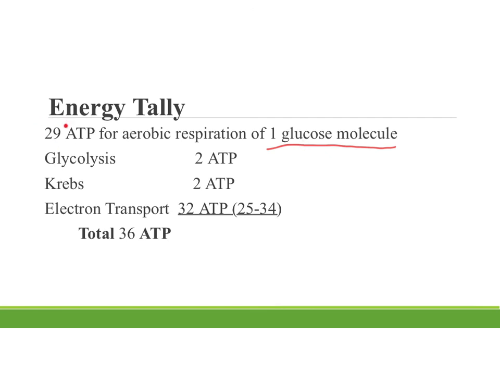Up here, I picked 29. 29 is like the absolute lowest number. So if you only get 25 through electron transport, 25 plus 2 is 29. Okay, so you're going to get that range of 29 to really like 38 ATP during cellular aerobic respiration.